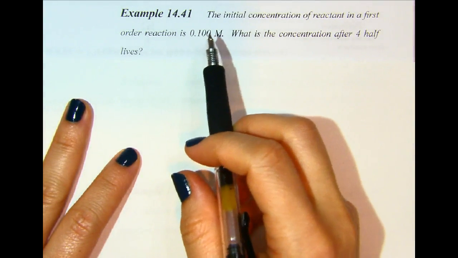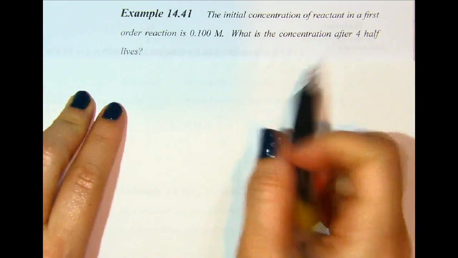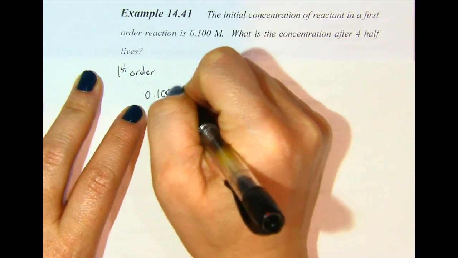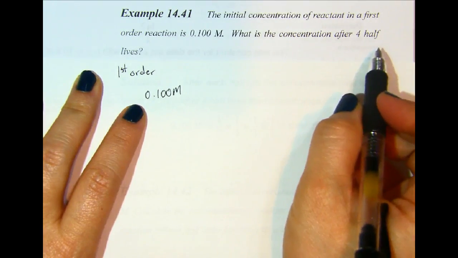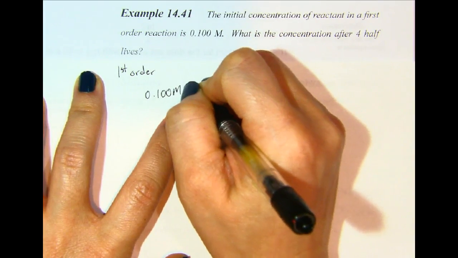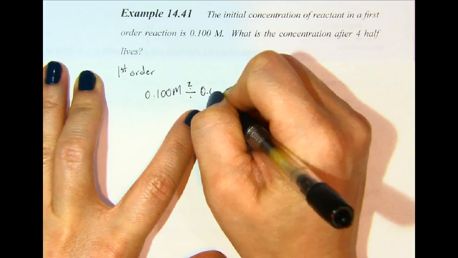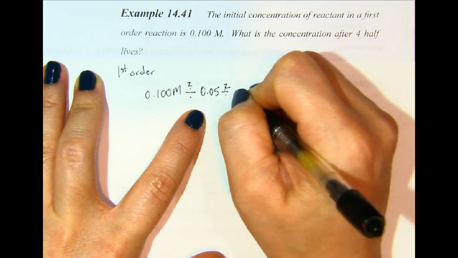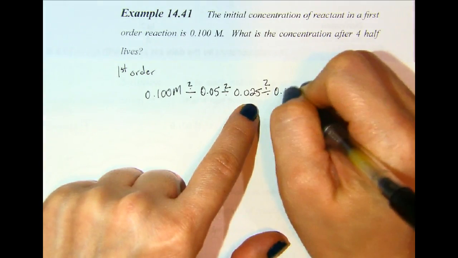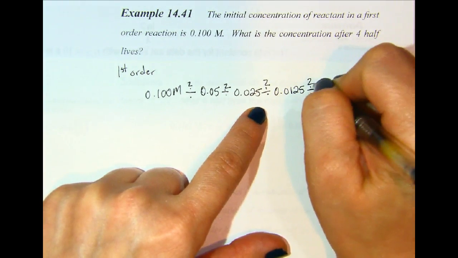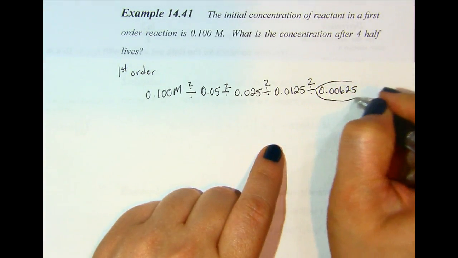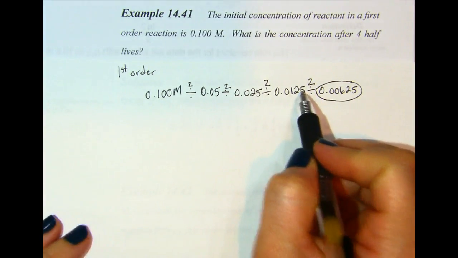Example 14.41: the initial concentration of reactant in a first order reaction is 0.100 molar. It's important to note that this is first order. What is the concentration after 4 half-lives? So I'm going to divide 0.1 by 2 four different times. Here we divide by 2, and that gives us 0.05. Divide by 2 again, and that gives us 0.025. Divide by 2 again, and you get 0.0125. And we'll divide by 2 one more time and get 0.00625. So this would be our concentration after 1, 2, 3, 4 half-lives.